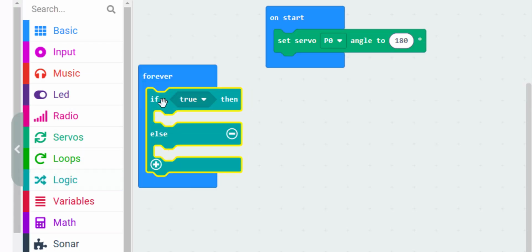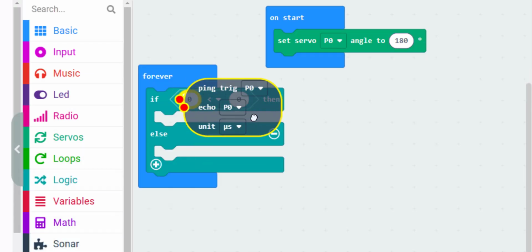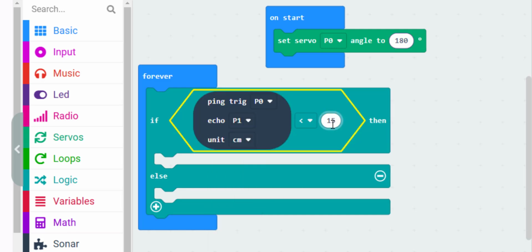If a vehicle is detected by the sensor, the barrier will open. If not, the barrier closes.